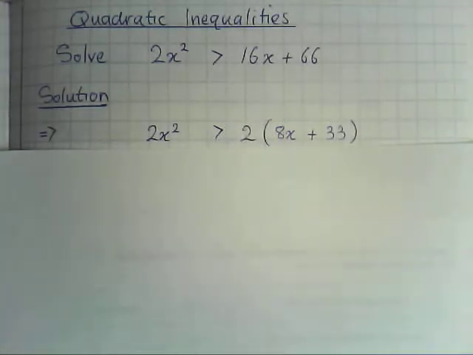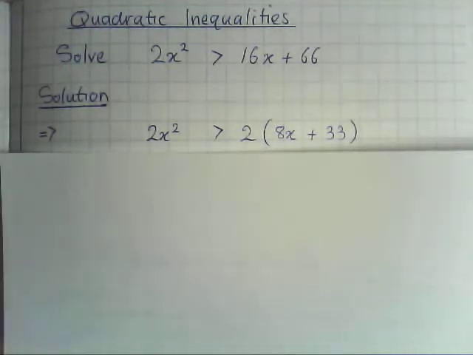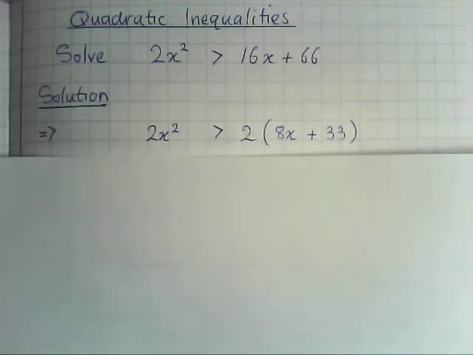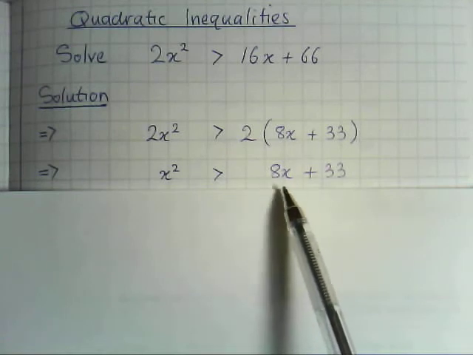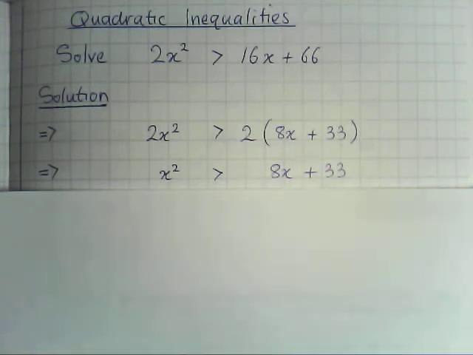And the reason why we do this is we always try to simplify the coefficients of any terms in a quadratic. So we could divide both sides by 2 and we would end up with an equation that looks like that. X squared is greater than 8x plus 33. We do want to try to get the general form of a quadratic equation, which is ax squared plus bx plus c equals 0, so that we can try to factorize it and then plot it on a graph.